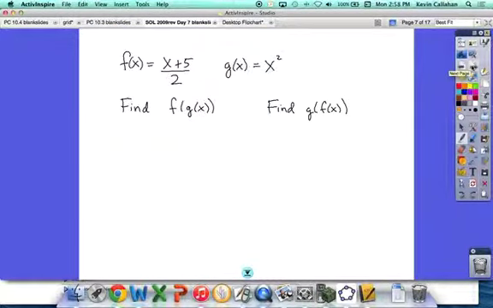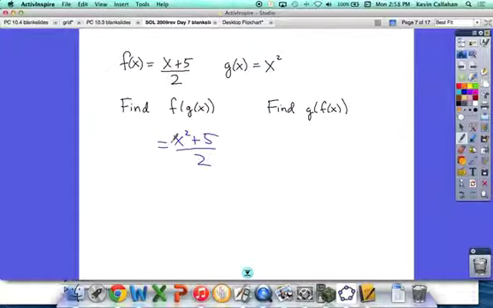And then, let's try this one. We're going to do both directions. Here's f of x, and here's g of x. What would f of g of x look like? Okay, so you're going to take this, put it in the place of x there, x squared plus 5 over 2.